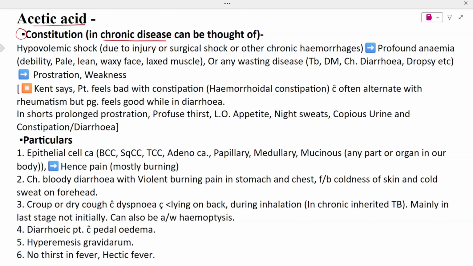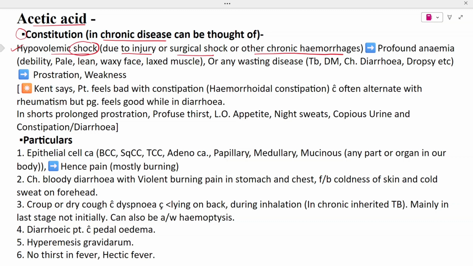So first see the hypovolemic shock. Rather, focusing on the hypovolemic, focus on the shock part. This shock is not an electrical shock. It may be due to any shock, due to injury or any surgical shock, maybe anesthetic shock, or any kind of chronic hemorrhage. That means bleeding from any orifice, can be from mouth, nose, ear, per rectal, even per vaginal.